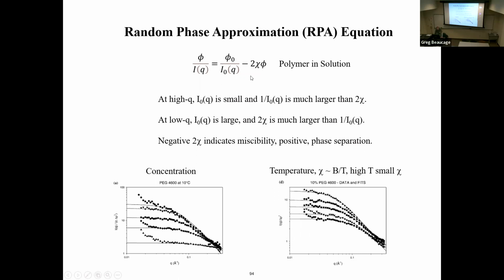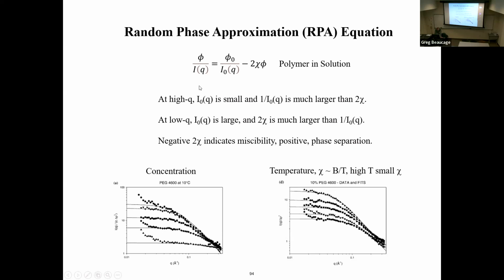So this is the RPA equation. The 0 is the dilute one, the top one, and then that's diminished. If you go to high concentration, then this term dominates. If you go to high Q, then the I is small. 1 over small is big. So at high Q, the dilute one dominates because intensity is small, 1 over small is big, and that overpowers this thing. Then you get the normal one at high Q.